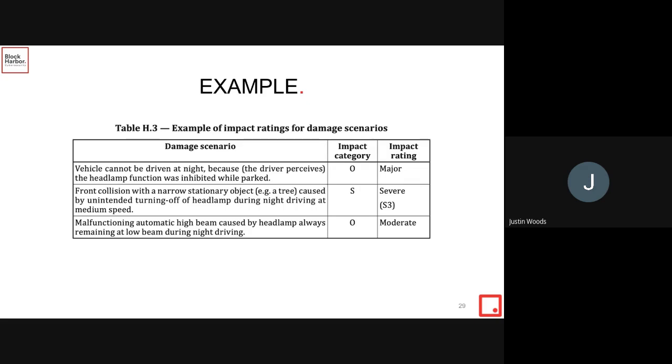And another damage scenario example here would be malfunctioning automatic high beam caused by headlamp always remaining at low beam during night driving. So this is going to be an operational type issue. They are still able to see, but not everything. So rather than being a major issue where it's completely off, it would only be moderate.